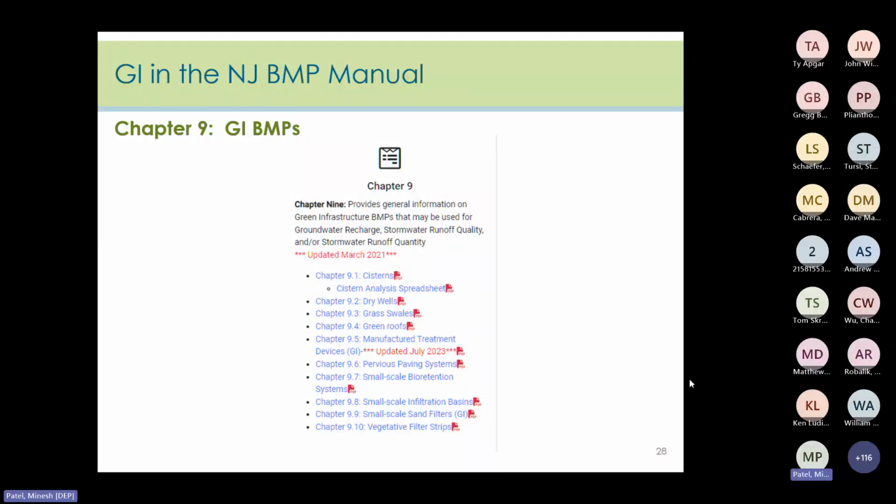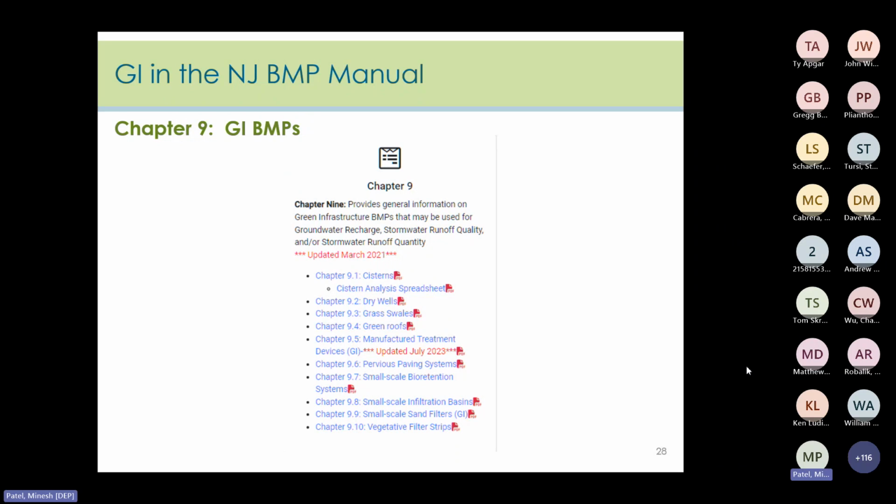The tables found there specify information on how each BMP may be used. Table 5.1 coincides with Chapter 9 of our BMP manual, which are the green infrastructure BMPs, and they include cisterns, dry wells, grass swales, green roofs, GI MTDs, pervious paving systems, small-scale bioretention systems, small-scale infiltration basins, GI small-scale sand filters, and vegetative filter strips.